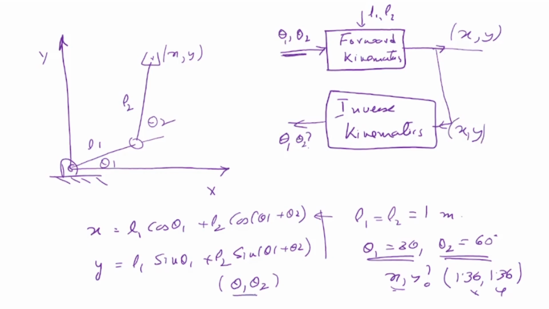To find theta 1 and theta 2, we need to solve these two equations. Suppose I give the numerical values 1.36, 1.36, and ask you to find theta 1 and theta 2. This is as good as solving the system of equations to find theta 1 and theta 2. Now let's go back to the control point of view.